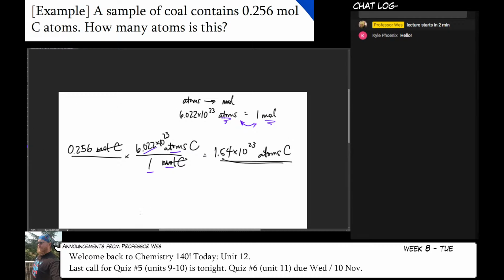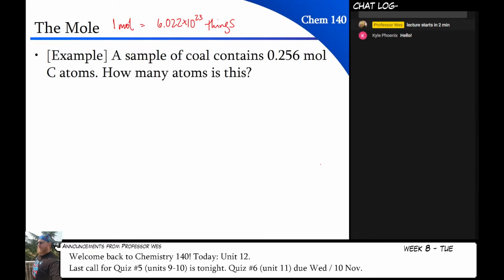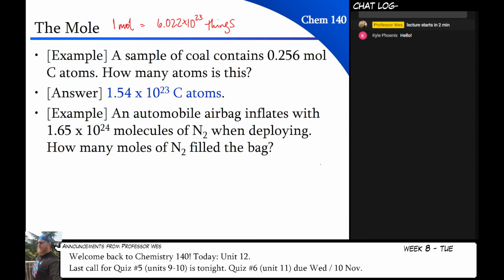Now that's the gist of how to do that type of problem. So let's go back over here, and I'll give you the reverse problem. You could try this one right now. So let's suppose that you have an automobile airbag, and a sensor determines that there are 1.65 times 10 to the 24 molecules of nitrogen in the airbag. How many moles is that?